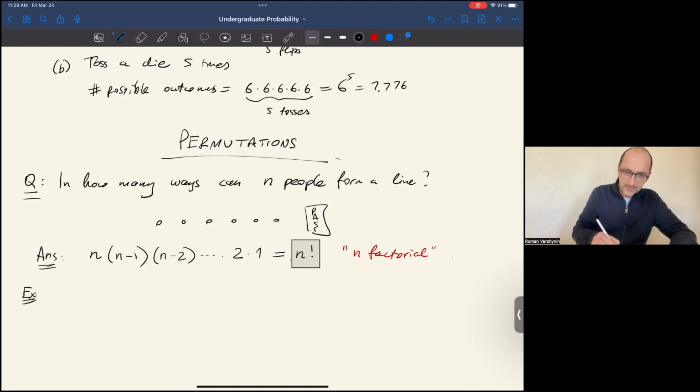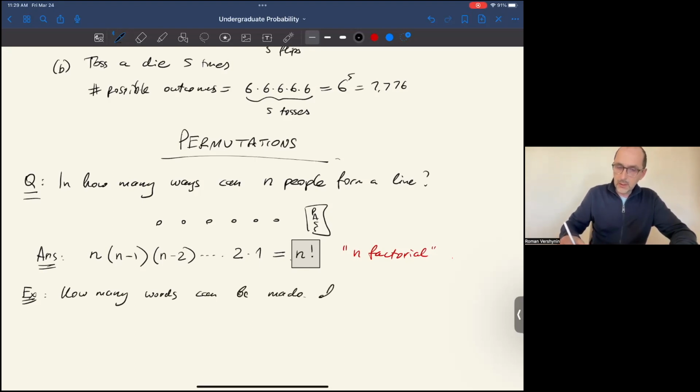Example: how many different words can be made of three letters. Let's take U, C, and I.